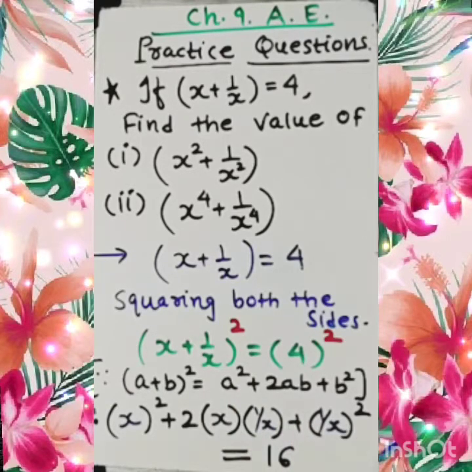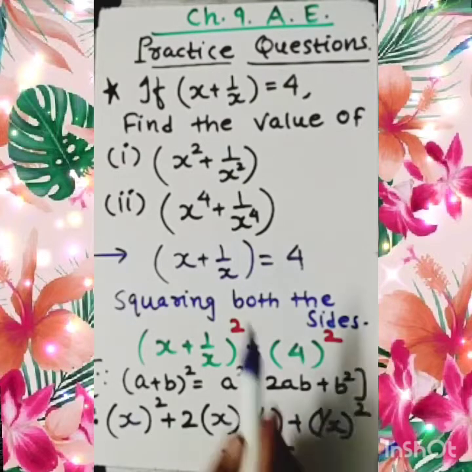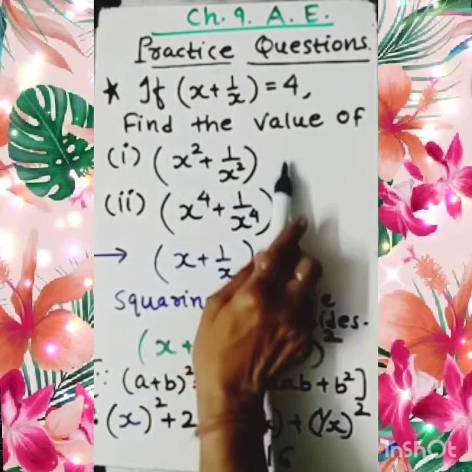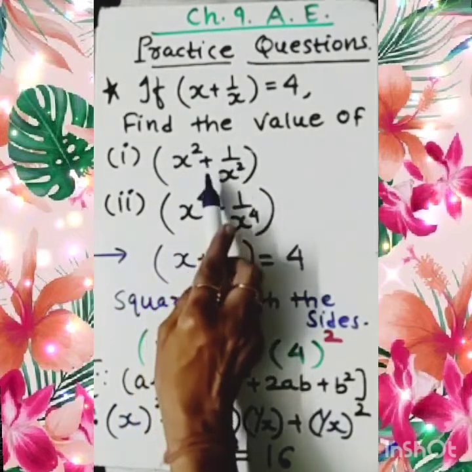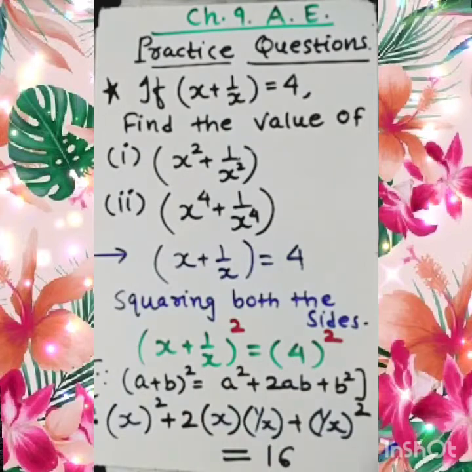Fine. Now let's simplify it. Before we simplify, let's see what we have to find. Focus on our requirement. We need to find the value of x square plus 1 upon x square. Fine. So let's see further.